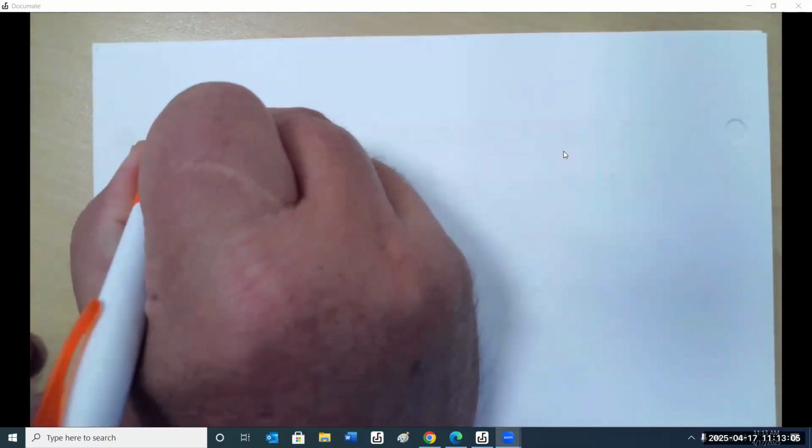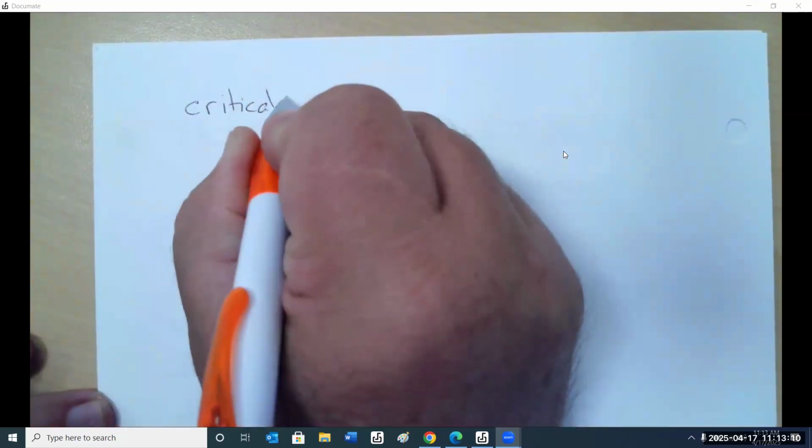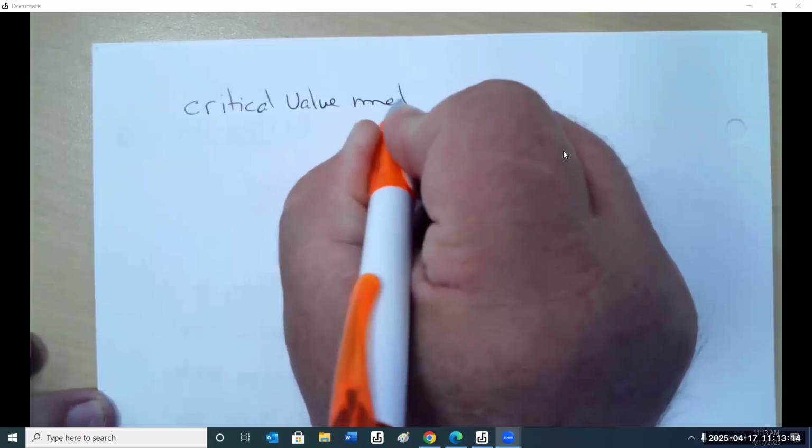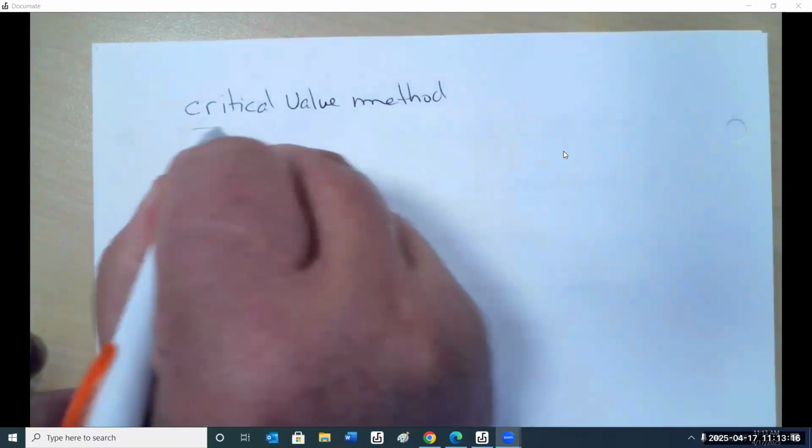It seems like we're repeating these things because it is the same stuff over and over. We only have three possibilities. We have the p-value, the critical value, and the confidence interval. So what do we know about the critical value method?